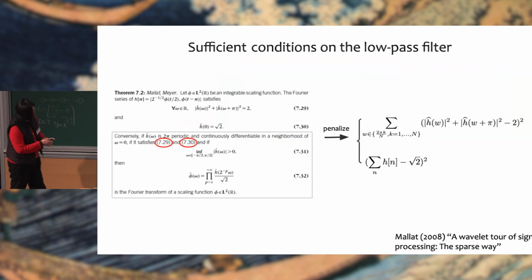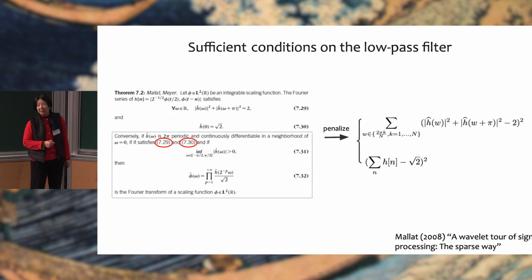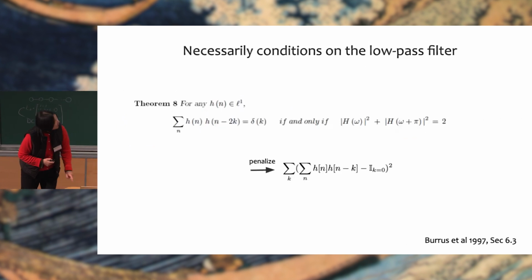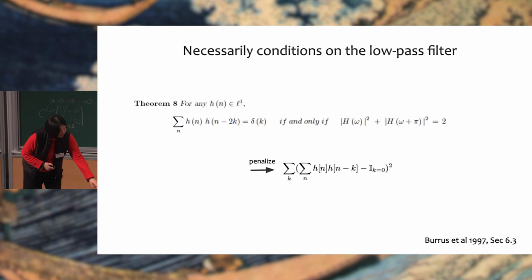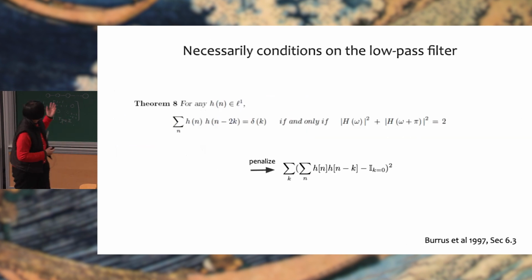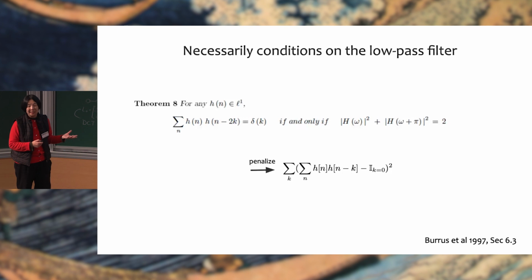Went to the book, turned all the equations into L2 penalty. This is just the high pass, low pass filter. You have all these equations, we just turn that into the penalty term in the wavelet. More equations from the wavelet books. Some of them are redundant, we didn't seem to worry about it, we just put them together.